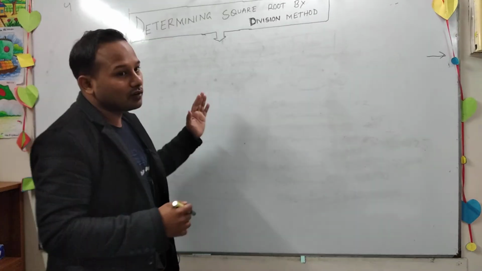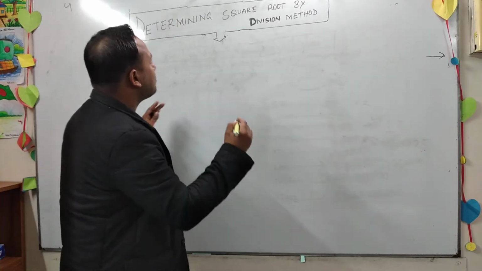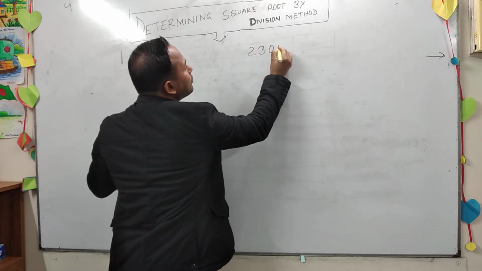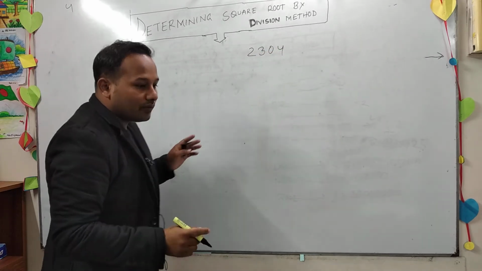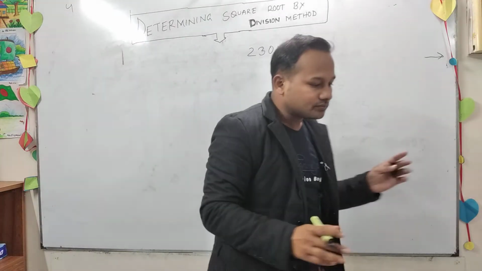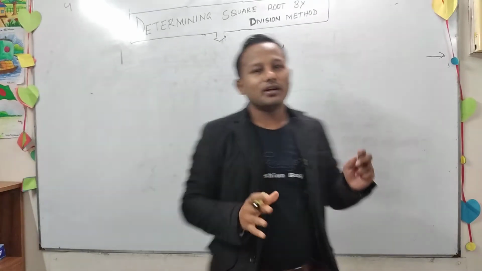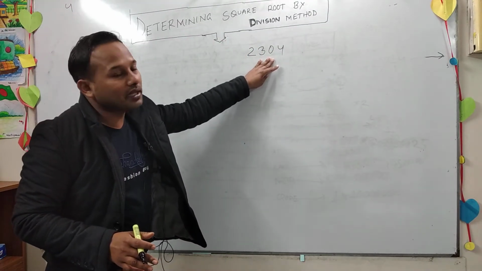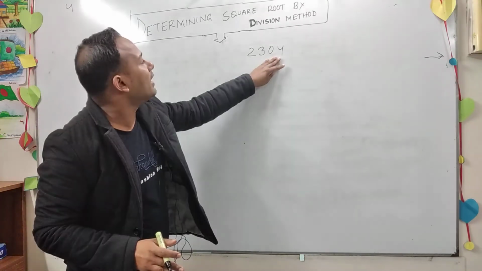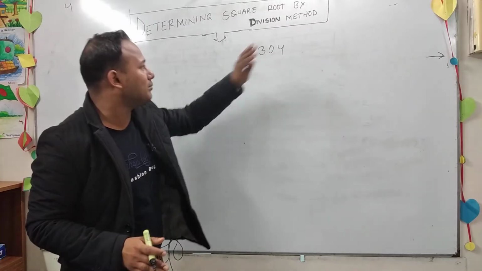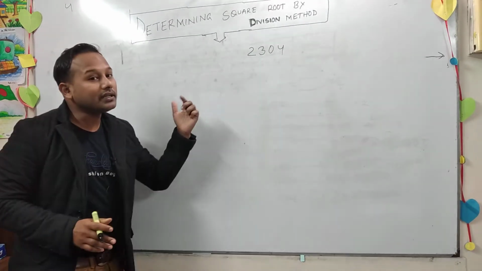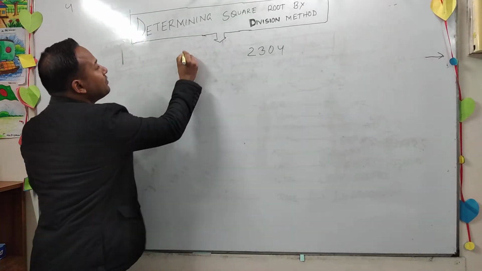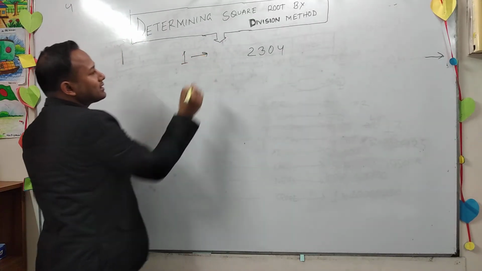First of all, suppose we have to take a number, 2304. That is the number we are going to find the square root of by the division method, and we will find out the root of this number. So our first task is this.